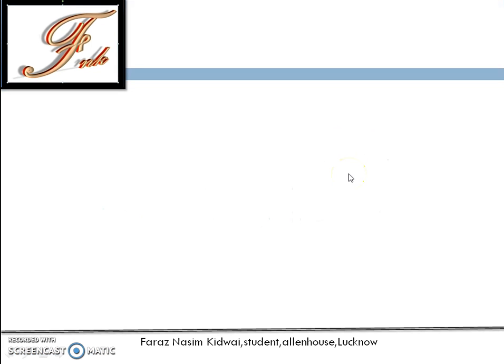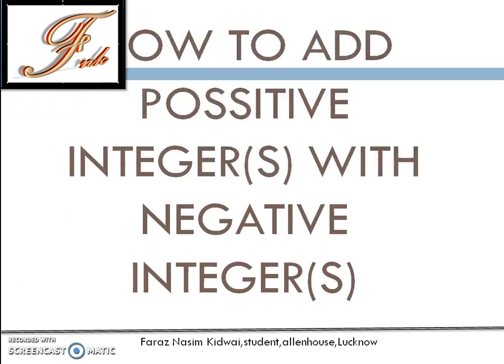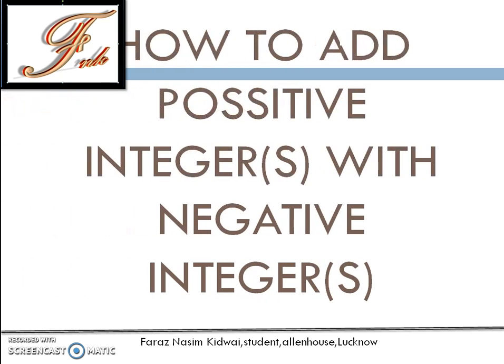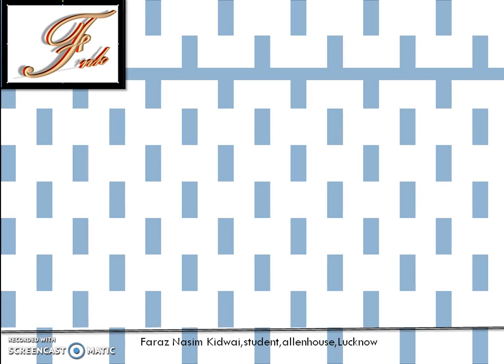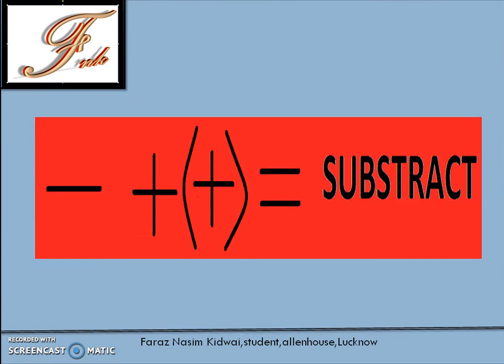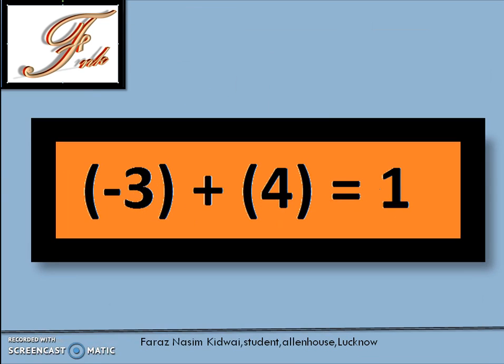Now let us learn how to add positive integers with negative integers. So the rule is basically very simple. You need to subtract when you see such type of numbers. You didn't understand? I will tell you. When you see a negative integer, that is a minus sign with a number, and a positive number, that is plus, you need to subtract both the numbers and put the sign which is in front of the greater digit. I will show you.